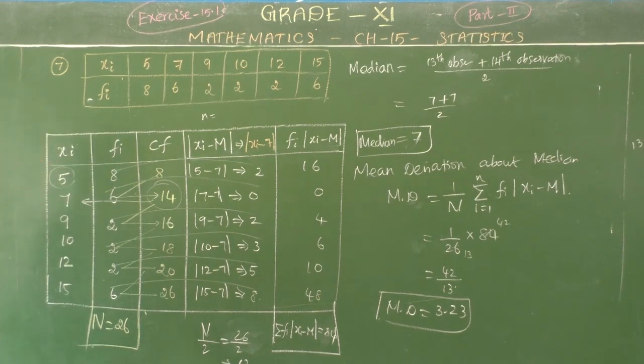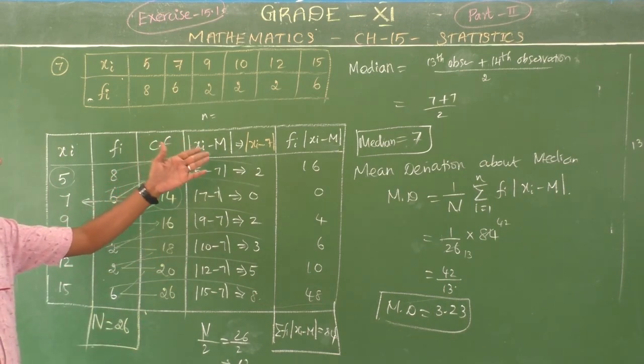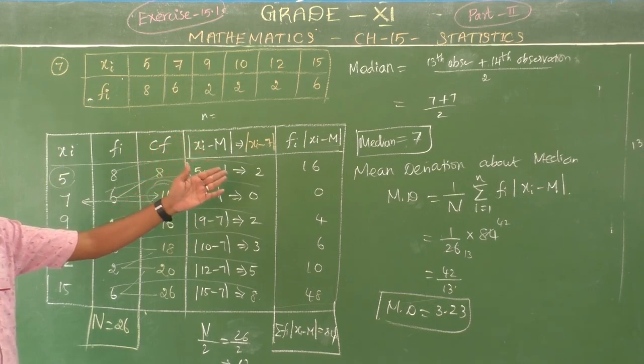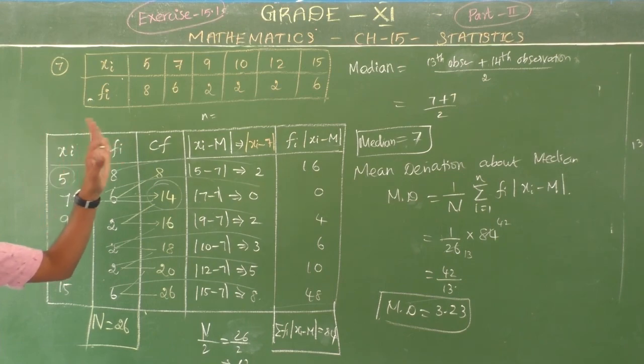3.23. Okay. Have you got it, children? How to find? First xi, then fi. To find that cumulative frequency, then take the absolute value, then multiply what? Cumulative frequency, frequency and the absolute value. And before that itself you find that median. Finally, you should use the formula of mean deviation about median. Have you got it, children?